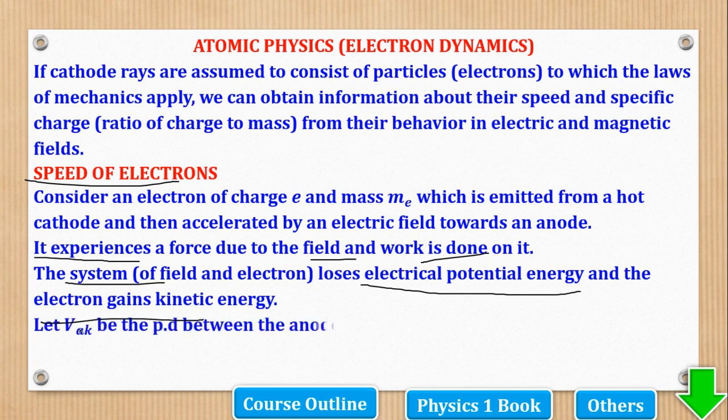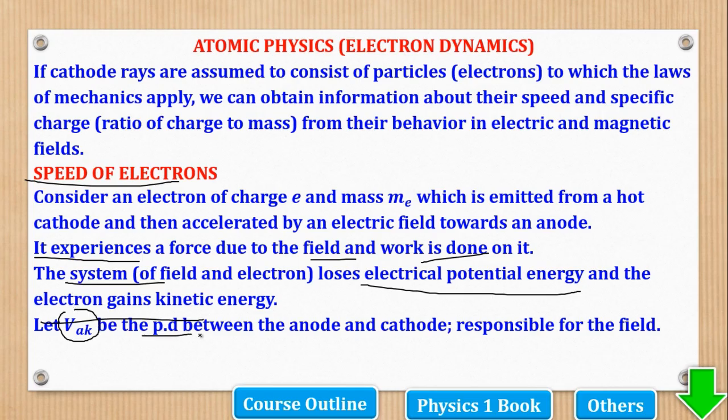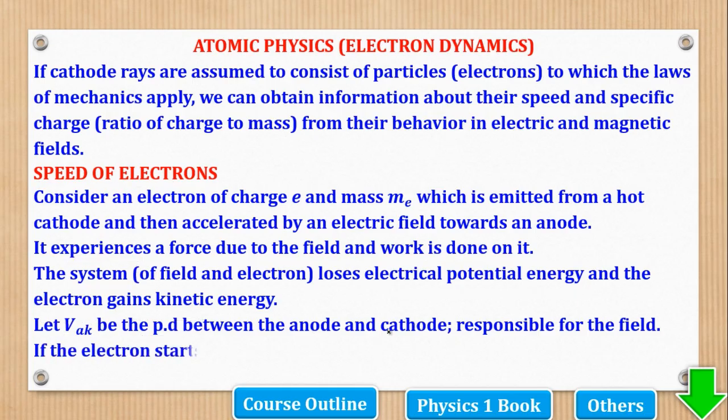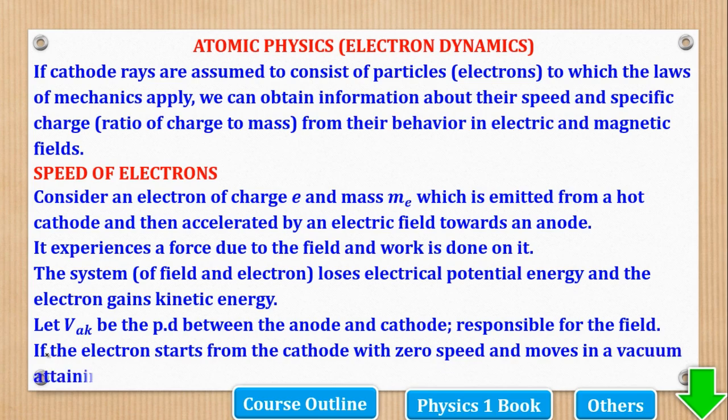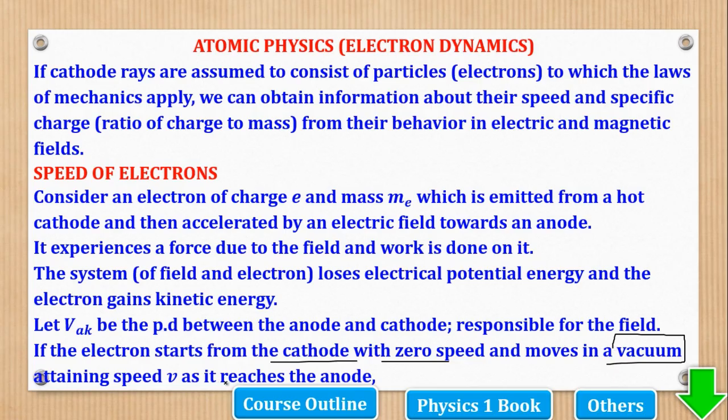So what does that mean? It means that if V_AK is the PD between the anode and the cathode responsible for the field, and that the electron starts from the cathode with 0 speed and moves in a vacuum, vacuum meaning there is no air resistance, or air resistance is negligible, attaining a speed v as it reaches the anode, it implies that the kinetic energy gained will be equal to the electrical work done.